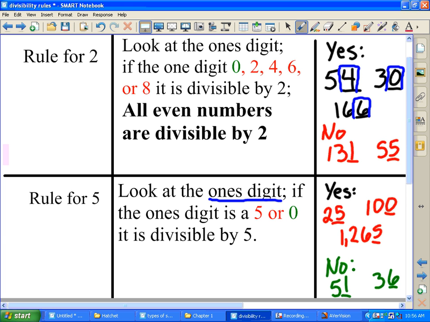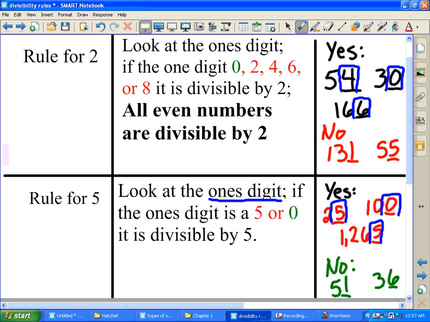Now, for example, I have the number 25. 25 ends with a 5. The ones digit is a 5, so yes, it's divisible by 5. 100, the ones digit is a 0, so yes, it's divisible by 5. 1,265 ends with a 5, so it is divisible by 5.